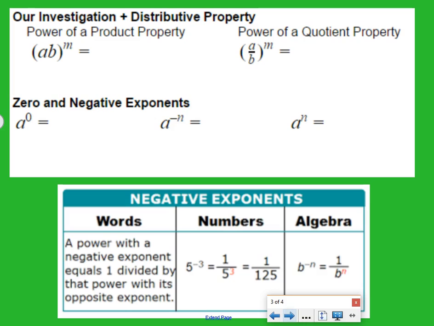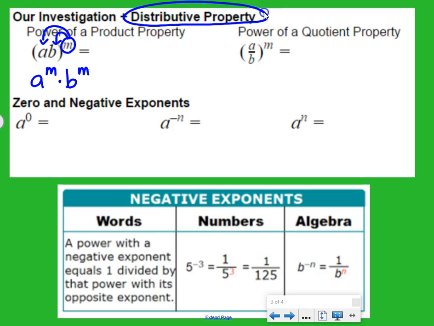Some additional rules would be our investigation plus the distributive property. The distributive property works kind of the same way, where we distribute the exponent. So the exponent is going to be distributed to the two bases inside. So we would have a to the m power times b to the m power.